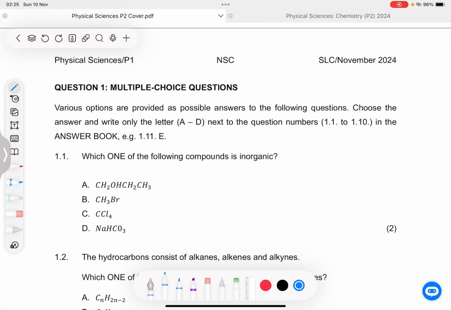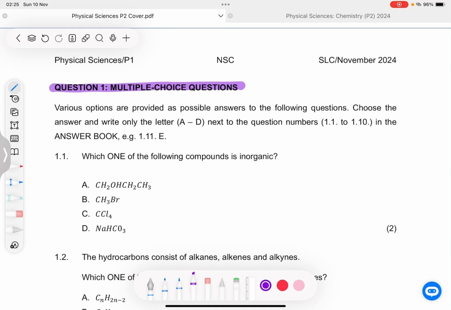Question 1 of your final Physical Sciences Chemistry Paper 2 will be made up of a set of multiple choice questions. These multiple choice questions will test different topics in your chemistry section of the Physical Sciences. The question reads as follows. Various options are provided as possible answers to the following questions.